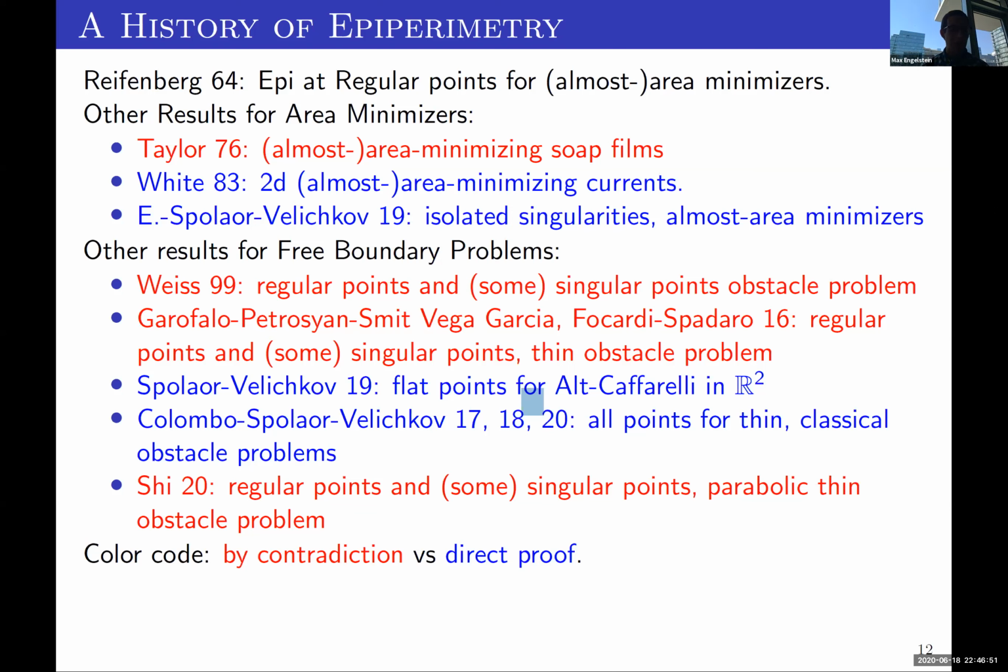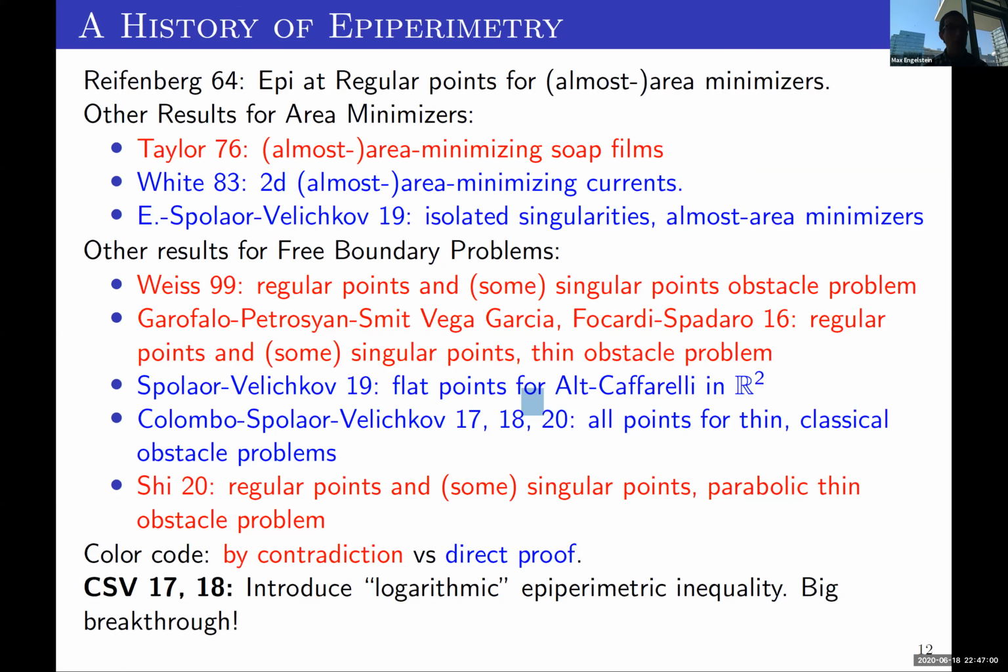This is one thing that I'd like to emphasize: it's a new approach to proving epiperimetric inequalities, one that doesn't work by contradiction, but where you actually build the H by hand. I'd also really like to highlight these two works by Maria, Luca, and Bojo. They introduced this idea of the logarithmic epiperimetric inequality. So everyone else had only done the case when gamma equals 0 on the previous page. And they realized that when gamma is not equal to 0, you can actually still learn something about the singular points. So this is a huge breakthrough. It was a really, really nice idea.